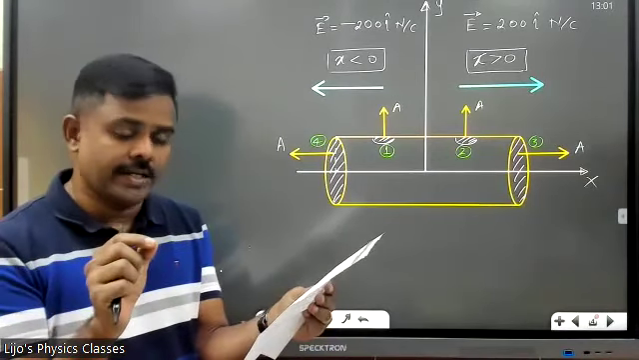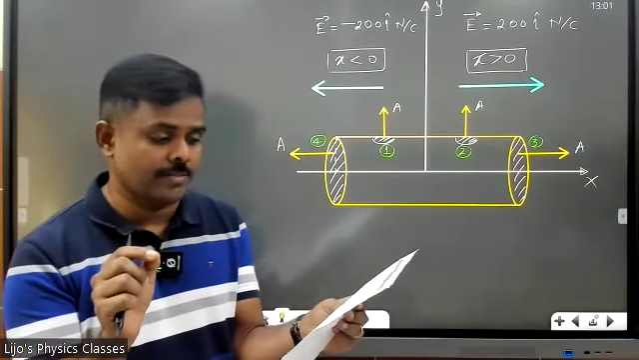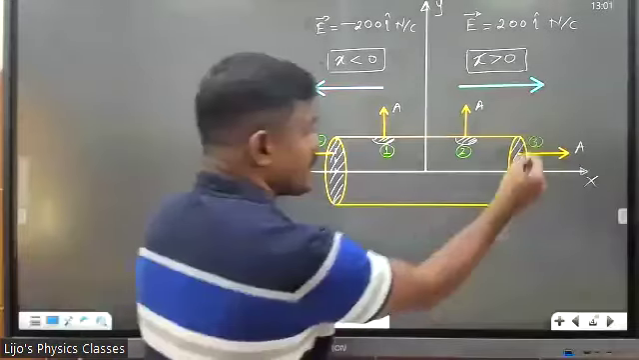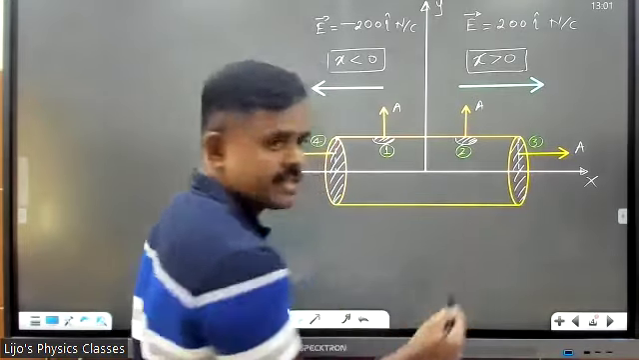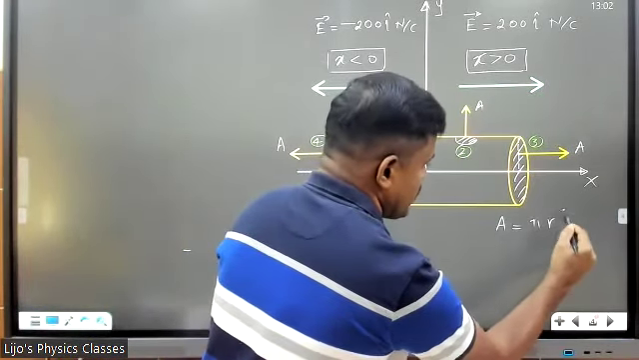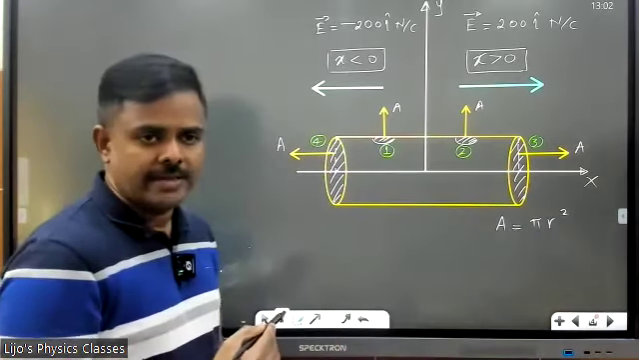A right circular cylinder of length 20 centimeters and radius 5 centimeters. Look at that. Radius is given as 5 centimeters. Radius is 5 centimeters means area is what? Area is pi r square, right?